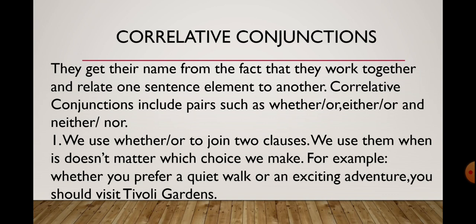Introduction of correlative conjunctions. They get their name from the fact that they work together and relate one sentence element to another. Correlative conjunctions include pairs such as whether, or; either, or; and neither, nor.